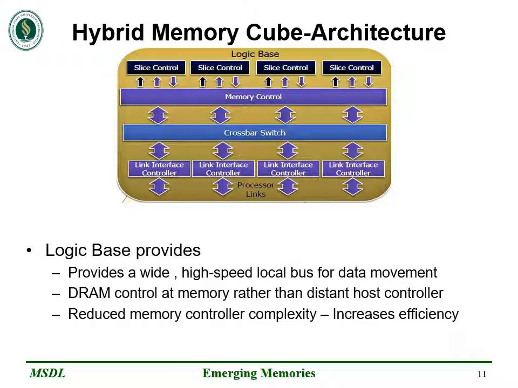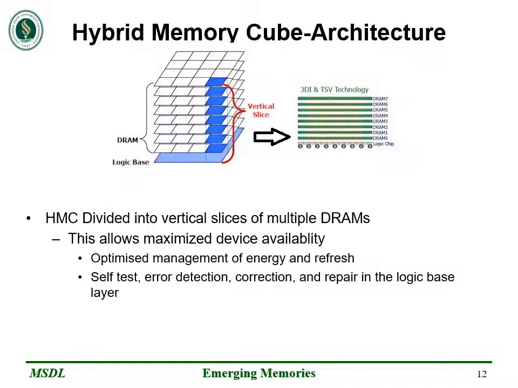This is a basic hybrid memory cube architecture. The logic base here provides a wide, high-speed local bus for data movement and reduced memory controller complexity, increasing the efficiency. HMC can be used as near memory, as a level cache, or as far-off memory.